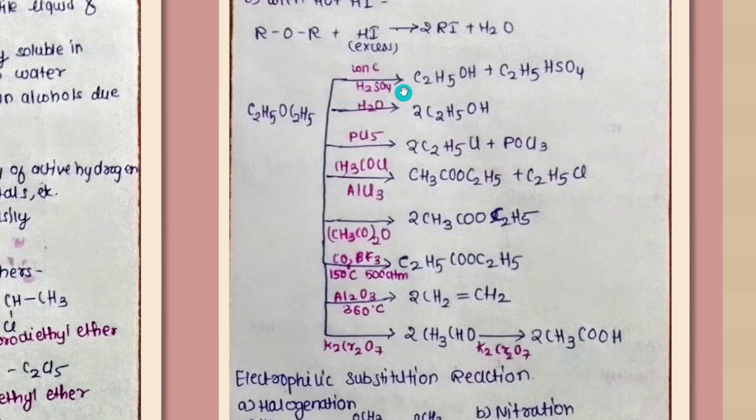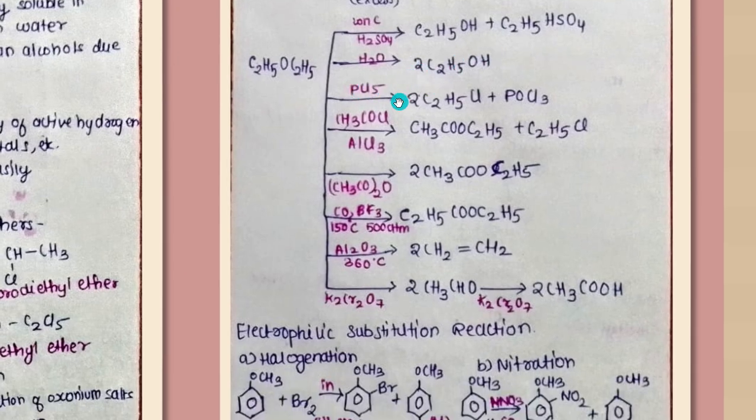First, with concentrated H2SO4, it will give me ethanol plus C2H5HSO4. If reacting with water, it will give me 2 moles of ethanol. Reacting with PCl5, it will give me 2 moles of chloroethane plus POCl3. If reacting with CH3COCl and AlCl3, it will give me CH3COOC2H5 plus C2H5Cl. This is of course an ester, RCOOR, plus alkyl halide, that is ethyl chloride.